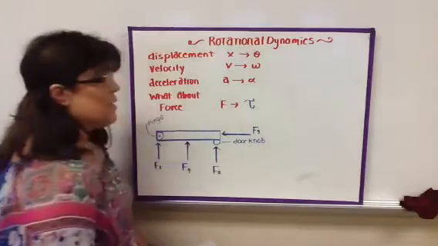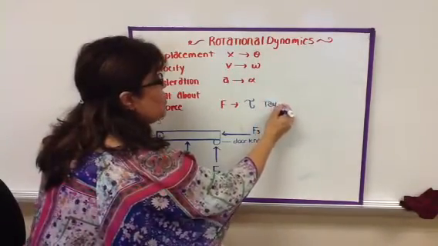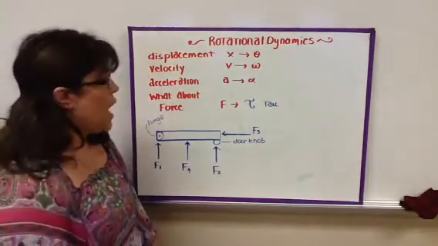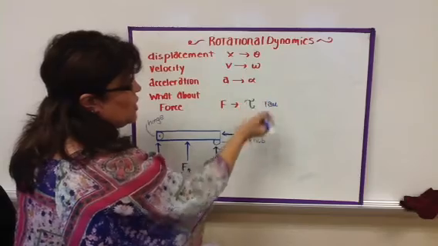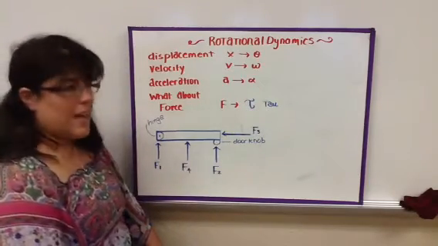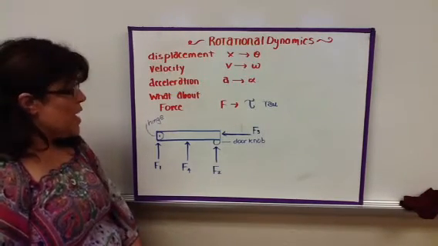And it has a Greek letter tau. It kind of looks like a T. We don't use T because T stands for tension when we're talking about ropes and blocks. So it's kind of like a curly top on here and a lowercase t at the bottom. It's called tau.